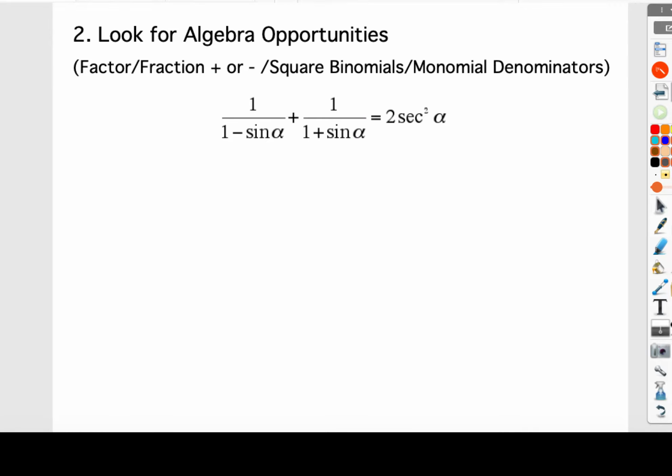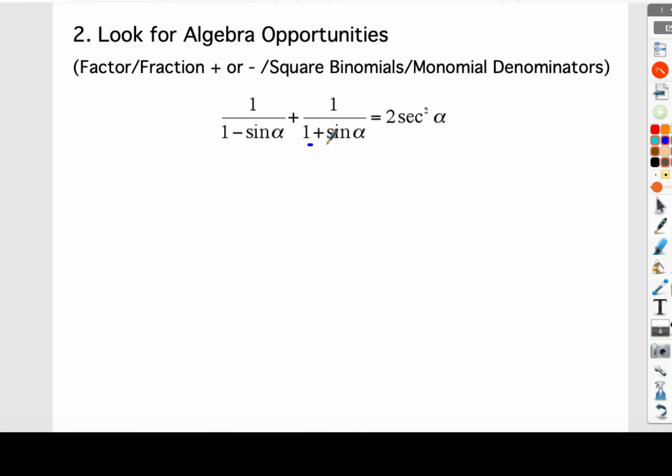A second recommendation is look for algebraic opportunities, things like canceling those fractions that we just looked at before, if something's in the numerator and the denominator. Or, looking at the statement we have here, notice on the right side we have just a term, 2 times the secant squared. There's no adding going on. But in the middle of this left side, we're adding 2 fractions. Well, the only way to add fractions is with a common denominator. So one recommendation would be, let's go ahead and find a common denominator.